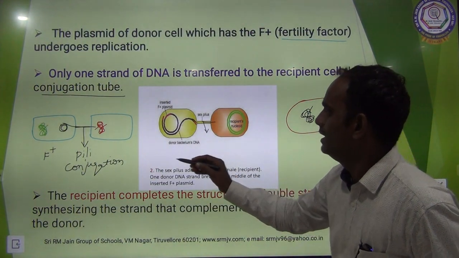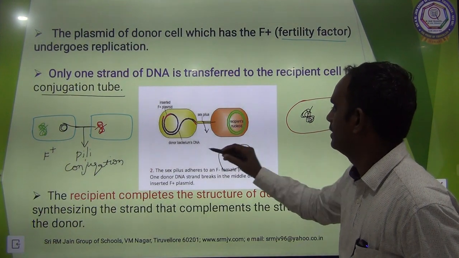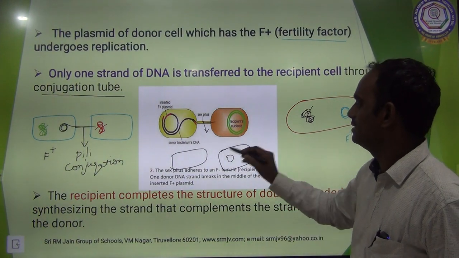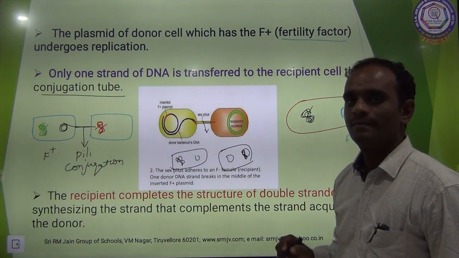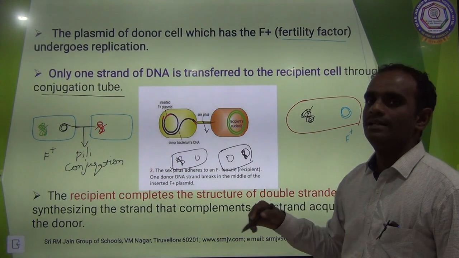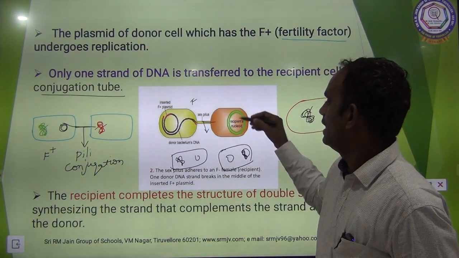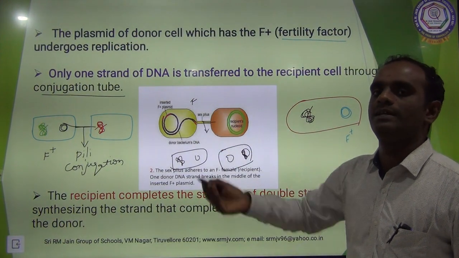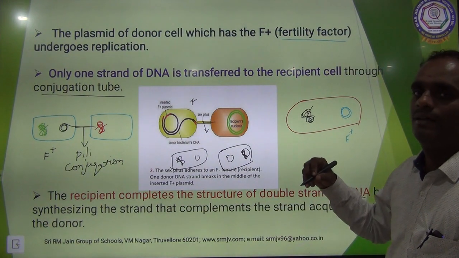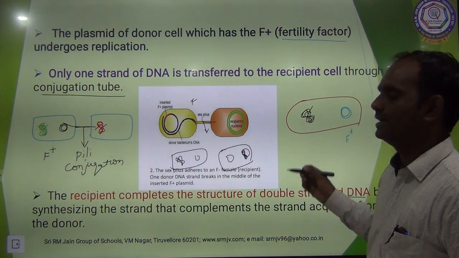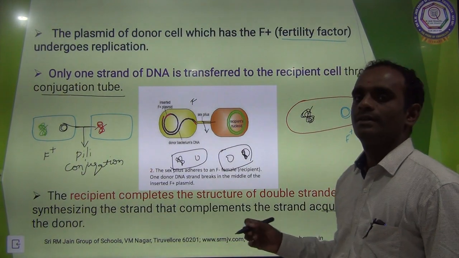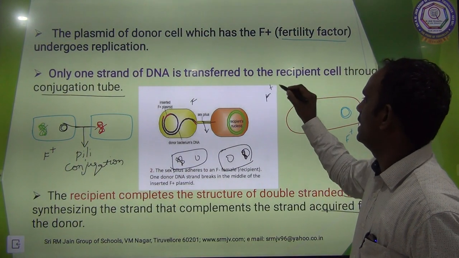Now the recipient cell completes the structure of single stranded plasmid. Clear? And then the recipient completes the structure of single stranded, and then both this donor cell and recipient cell undergo replication. They attain the double stranded DNA. So both the cells undergo replication. The DNA undergoes replication to form double stranded by synthesizing the strand. Both are said to have F plus and F plus.